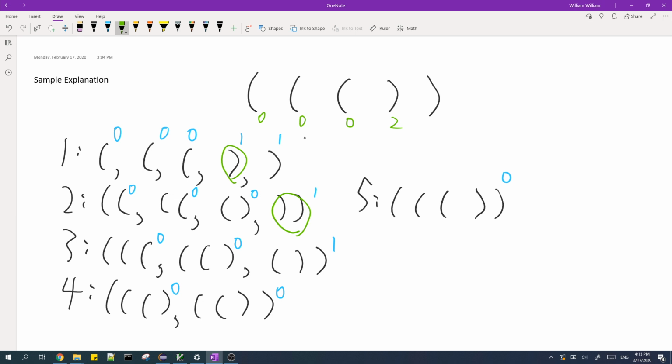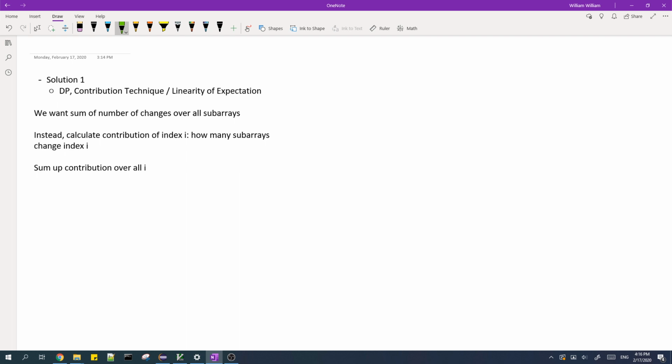Then what about this index? We find that in this subarray and in this subarray, we'll change this index. So the answer for this index is 2. And then basically we just add up the contribution for each index, which is 4. And then we'll divide by the number of subarrays, which is 15, and that basically gives us the same answer. Okay, so as I said earlier, we just sum up the contribution over all I.